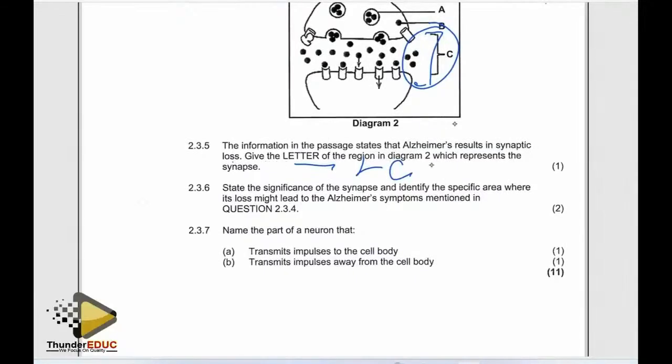Give the letter of the region. Here in this case we have said that it's C. Next, the significance of the synapse. I've been telling you that the function of the synapse is to allow impulse to move in one direction. Unidirectional flow of the impulse. And then they're saying identify the specific area where its loss might lead to Alzheimer's symptoms mentioned in the question.